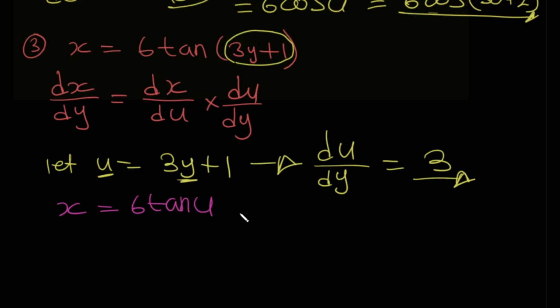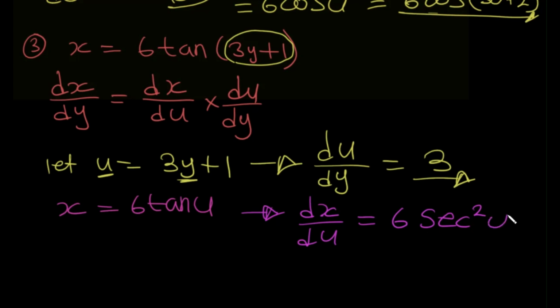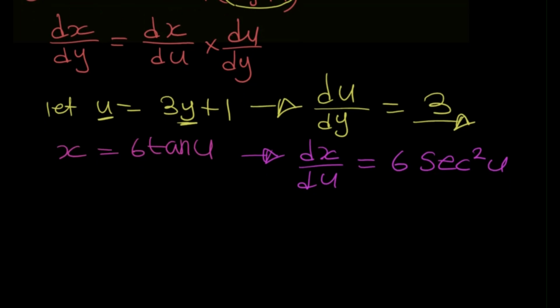Alright. Let's go ahead and differentiate this one. This becomes dx over du. This becomes 6. And the derivative of tan is what? You guessed it? Yes. It's sec squared. If it was a variable of x, it would be x, but in this case we have u. So sec squared u. Yes, sec squared u.